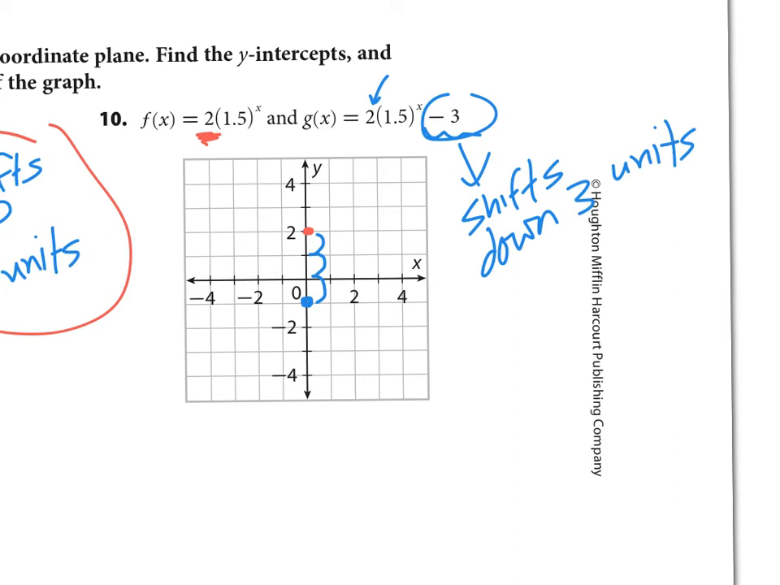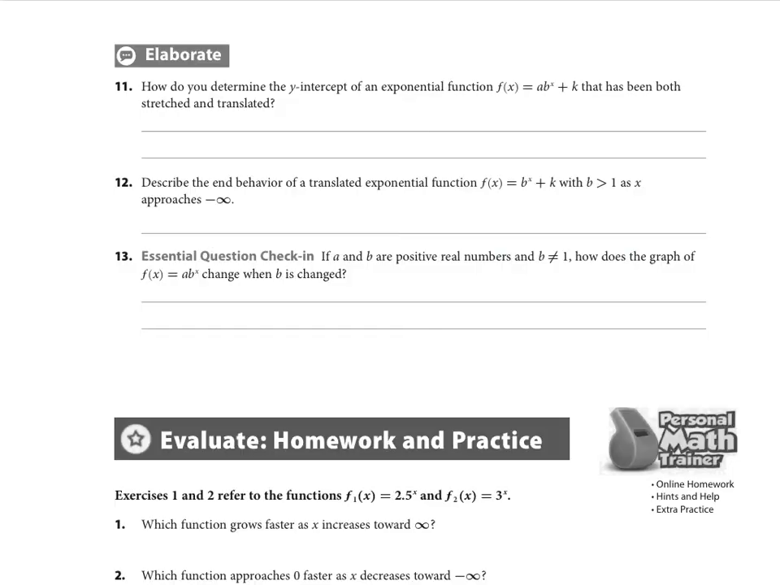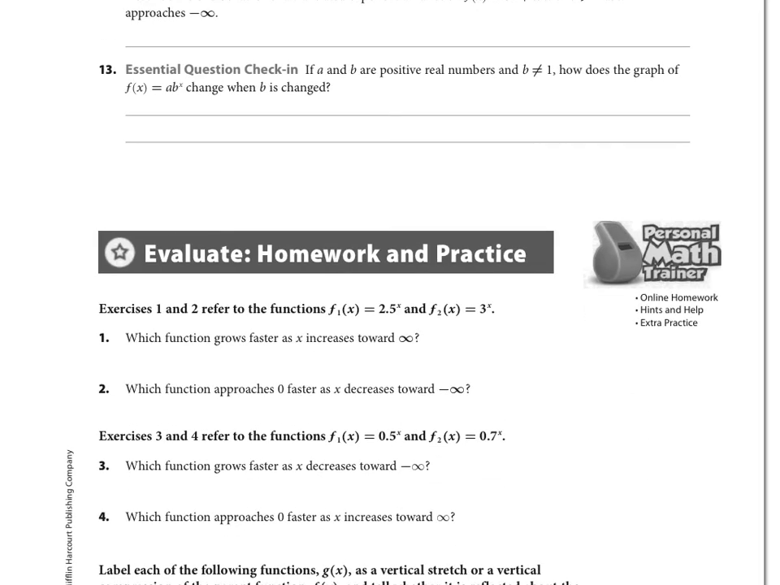Now, as far as behavior goes, what's going to happen? This is bigger than 1, so that's going to make it go up. It's multiplied by 2, so that's going to make it skinnier and make it go up faster. So that's what our general graph would look like. Again, you can graph it by putting it in the calculator and getting points. Okay, so this is all about just graphing transformations, how there are changes, and then you'll be working on, obviously, the homework online here.